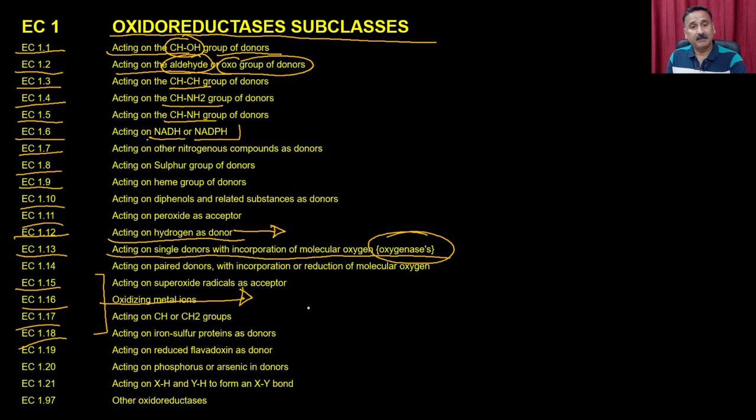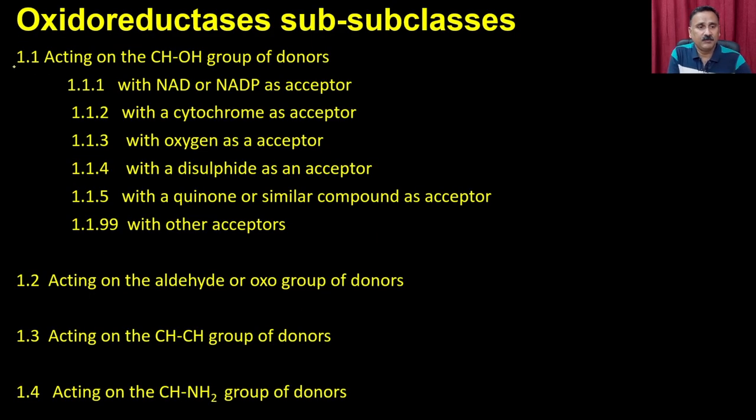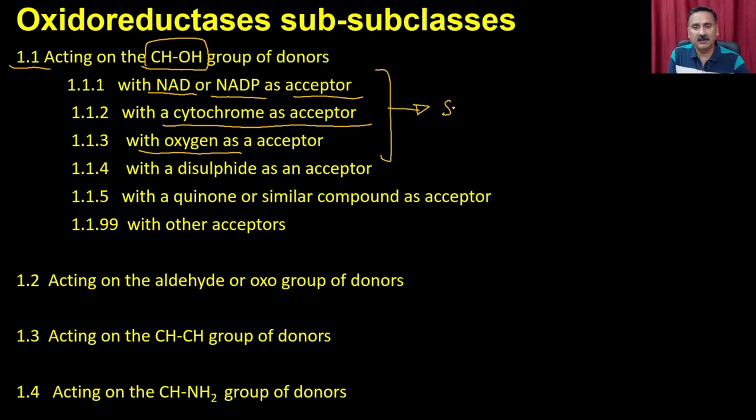Then we have the sub-subclass within the oxidoreductase. So what you see here is 1.1, the enzymes which work on the CH-OH group, which can still be further divided into subgroups, like the enzymes which use NAD or NADP as an acceptor, or the enzymes which have cytochrome as an acceptor, or the enzymes which have oxygen as an acceptor. So based on the acceptor, it can be further classified into the sub-subclass, and that gives you these EC numbers, okay.